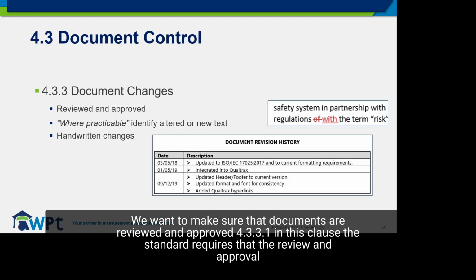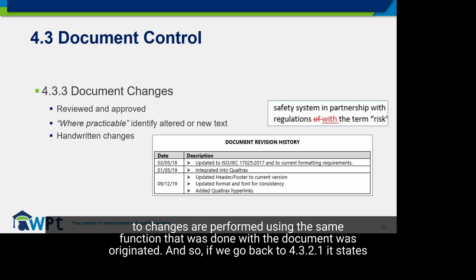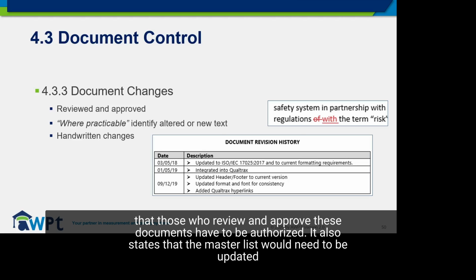We want to make sure that documents are reviewed and approved. 4.3.3.1, in this clause, the standard is requiring that the review and approval of changes are performed using the same function that was done when the document was originated. So if we go back to 4.3.2.1, it states that those who review and approve these documents have to be authorized. It also states that the master list would need to be updated.